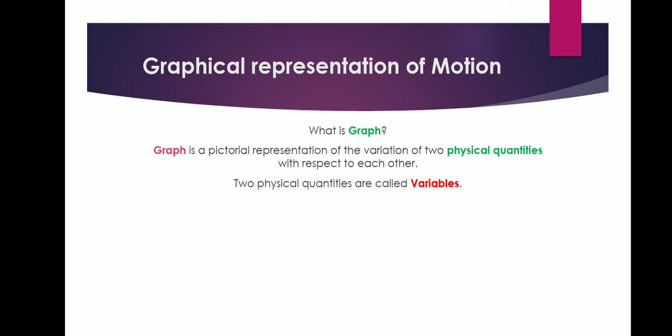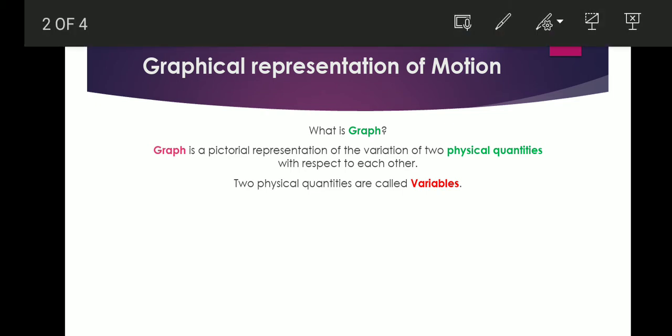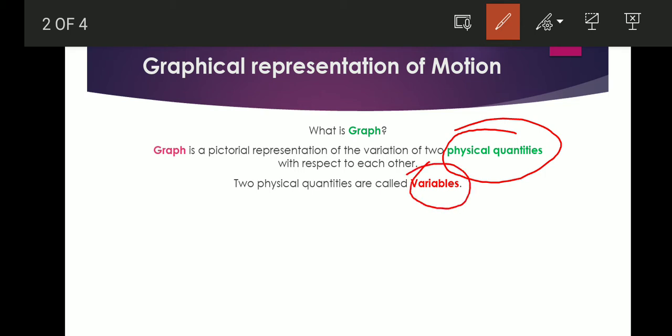What is a graph? A graph is a pictorial representation of variations of two physical quantities. Here we have two physical quantities with respect to each other. The two physical quantities are called variables. Here, variables means they do not have a fixed value.